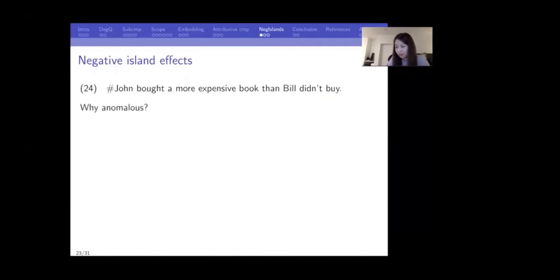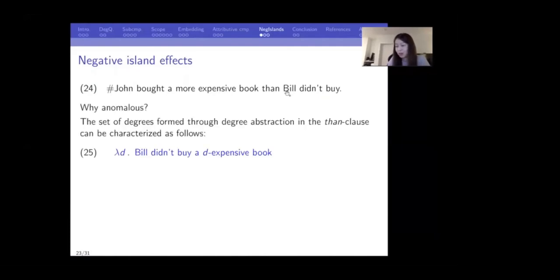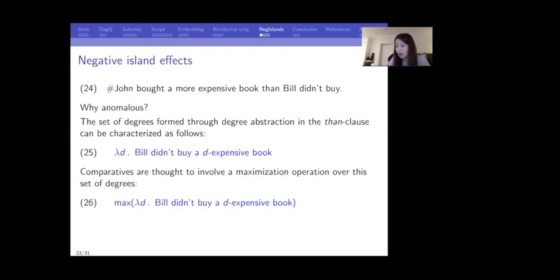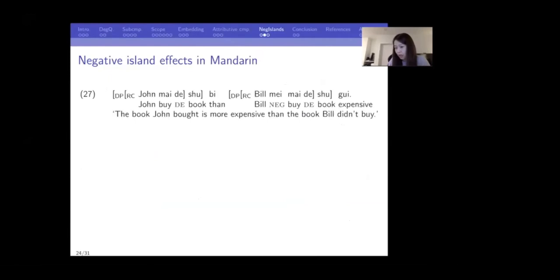It's weird, but why? So the than clause in 24 denotes a set of degrees that are formed through degree abstraction as in 25. Lambda D, Bill didn't buy a D expensive book. And then with a comparative, you are taking the maximum degree of this set. The problem is we can't define such a maximum degree because the price Bill didn't pay can go infinitely high. Unlike English, in Mandarin, similar constructions do have a sensible reading.